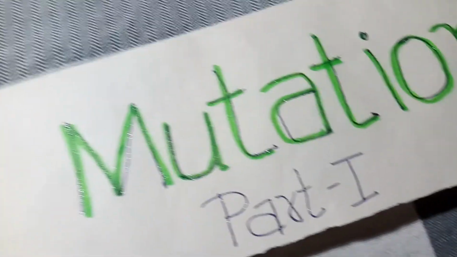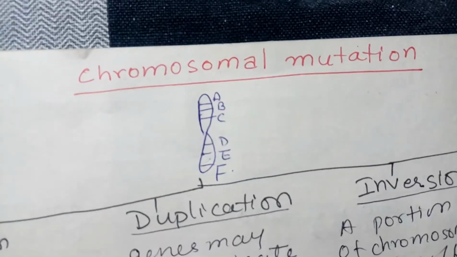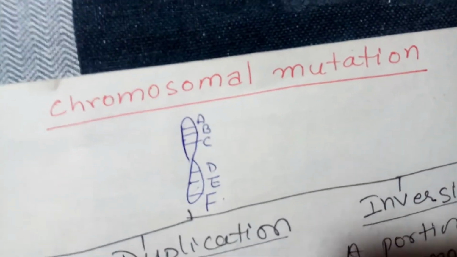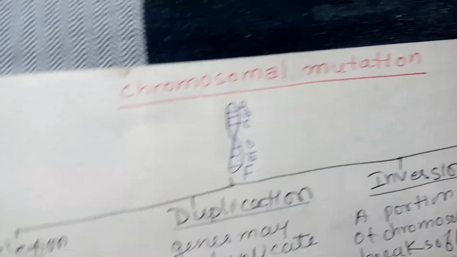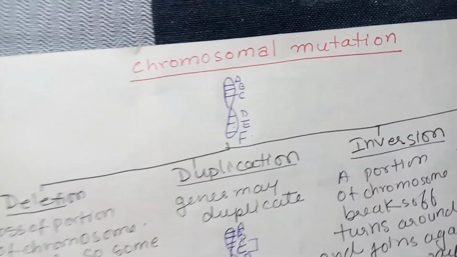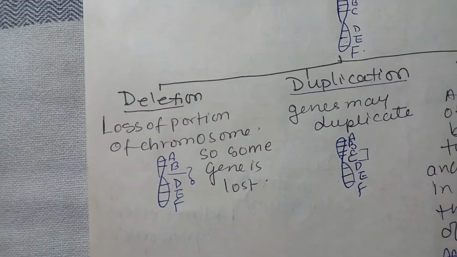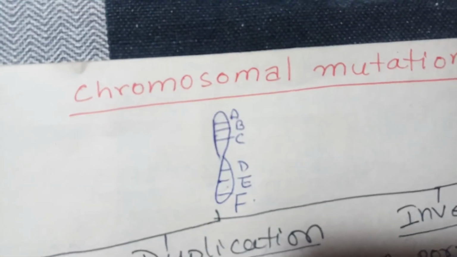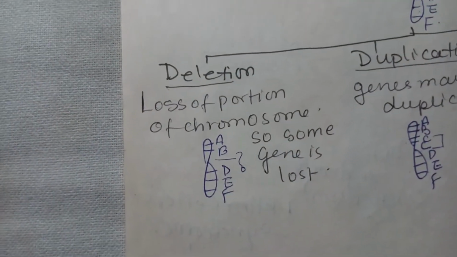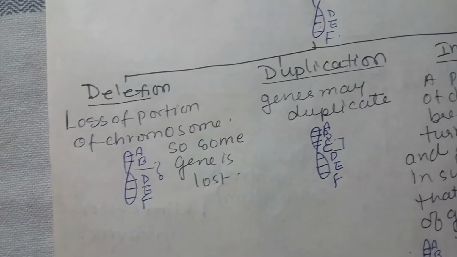Now look at the chromosomal aberration. Now this represents the chromosome where A, B, C, D, E represent the sequence of genes. So let's see how the mutation occurs in part of a chromosome. So deletion, loss of one complete gene. Suppose A, B, C, D, E, F are there. C is lost from here. Okay, so this is called chromosomal mutation by deletion.